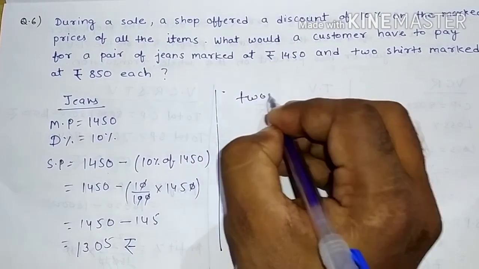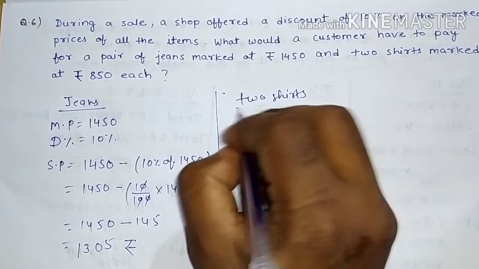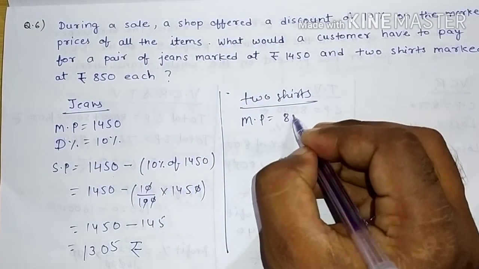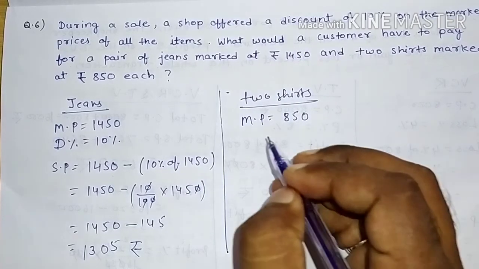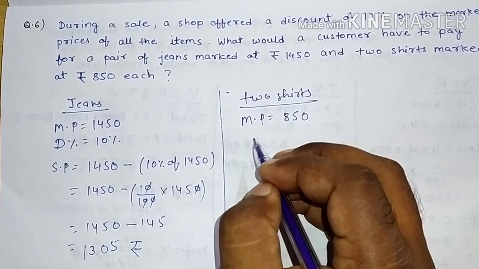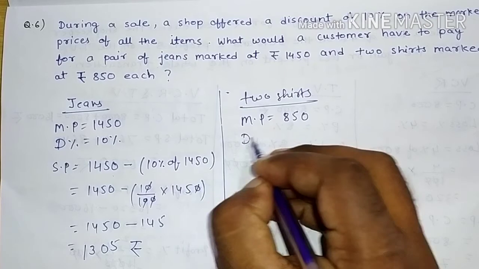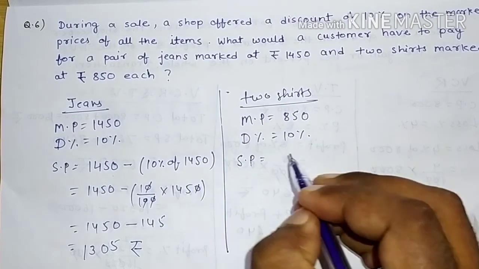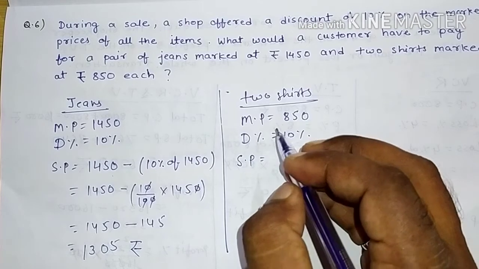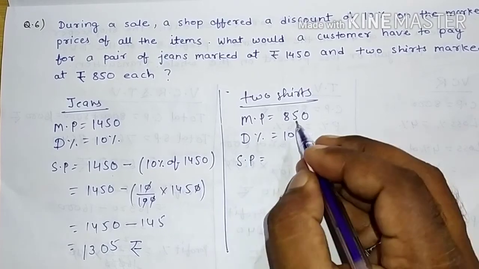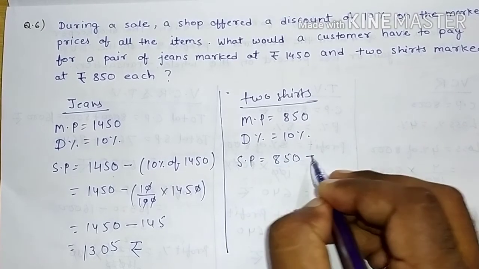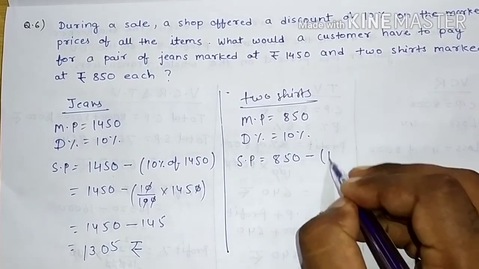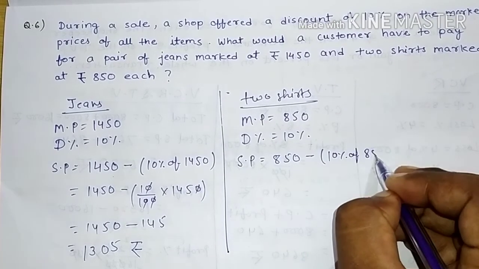for the two shirts, the mark price is given here, that is 850. So the discount percent is also 10%, and SP, that is selling price. So what will be the selling price? Mark price, that is 850, minus discount. What is the discount here? 10% of 850. So 10% of 850 rupees.